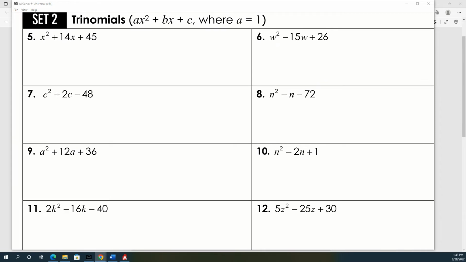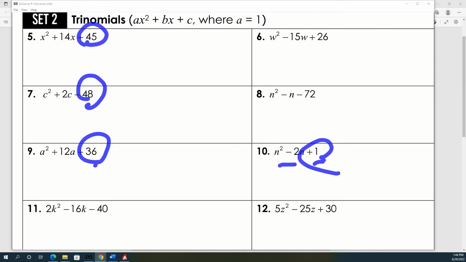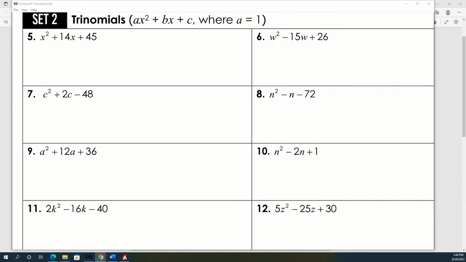For there to be a number that's the greatest common factor, every term would have to have a number. And if you look at 5 through 9, none of those very first terms have a number, so there's not a number to factor out. And if there wasn't a number, a variable to factor out would have to be in every term. If you look at 5 through 10, there's not a variable in the very last term. So those don't have a common factor.